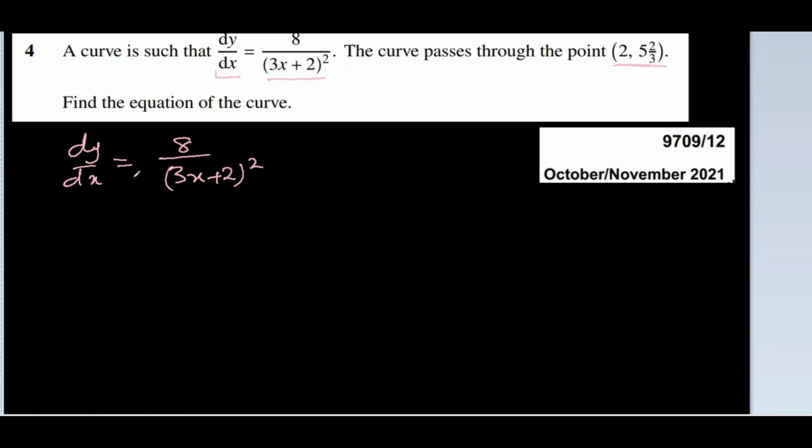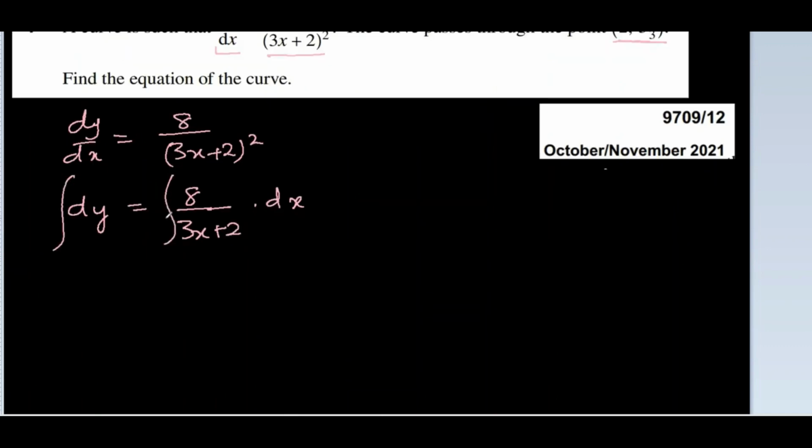Now if I write it like this, I can take dx to the other side. So it becomes 8 over 3x plus 2 squared dx. And to find the equation of the curve, I can integrate both sides. Oh, I forgot to write square here. So now integration of dy will be just y, and here I can take 8 out, and I can write this one as 3x plus 2 to the power minus 2 dx.